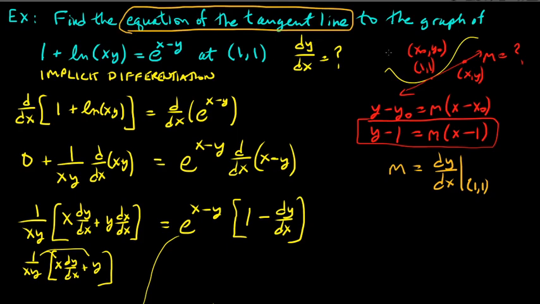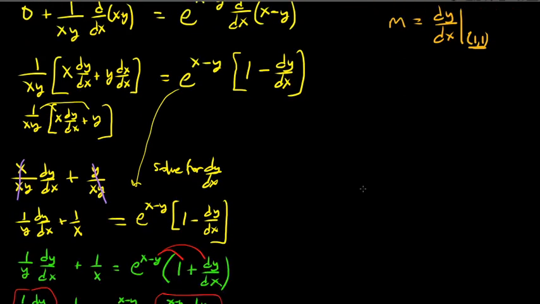But in order to do that, we need the derivative here. Remember, we're looking for the derivative so we can get our m, the slope of the tangent line. And what do we need to plug in here? Just the 1 and the 1. So x equals 1, y equals 1.